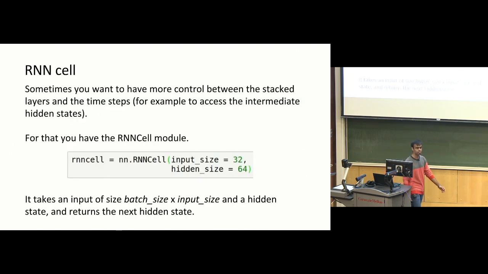Sometimes it's useful that instead of defining an entire RNN layer, where one layer comprises many different RNN cells, you can define one cell at a time if you want to customize it. If you have an idea of customizing it, you can add dropouts between each of the cells. For that, PyTorch provides you this module called RNNCell.